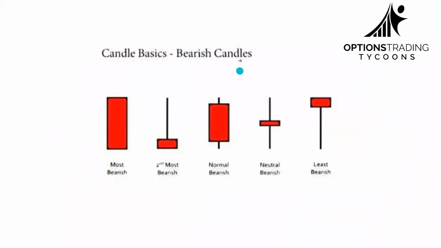The next one is, this is a chart basically with just some basics, right? Understanding what bearish candles look like. This is going to be the most bearish candle. It's going to be opening up here and then closing down here with a full body, right?